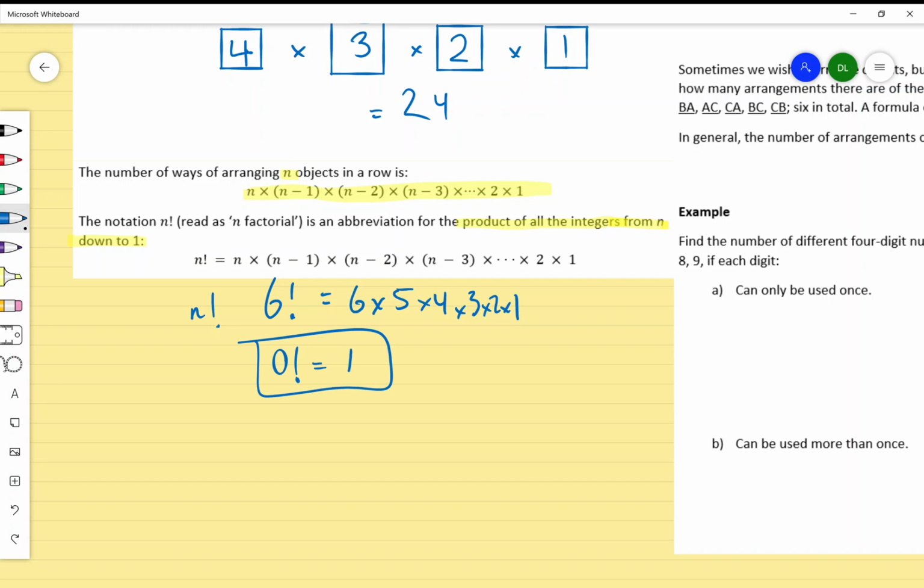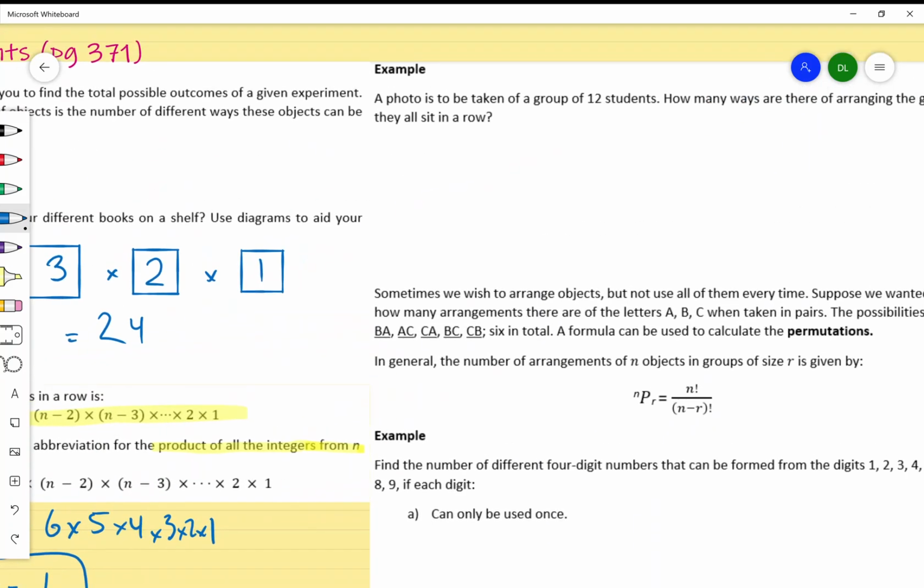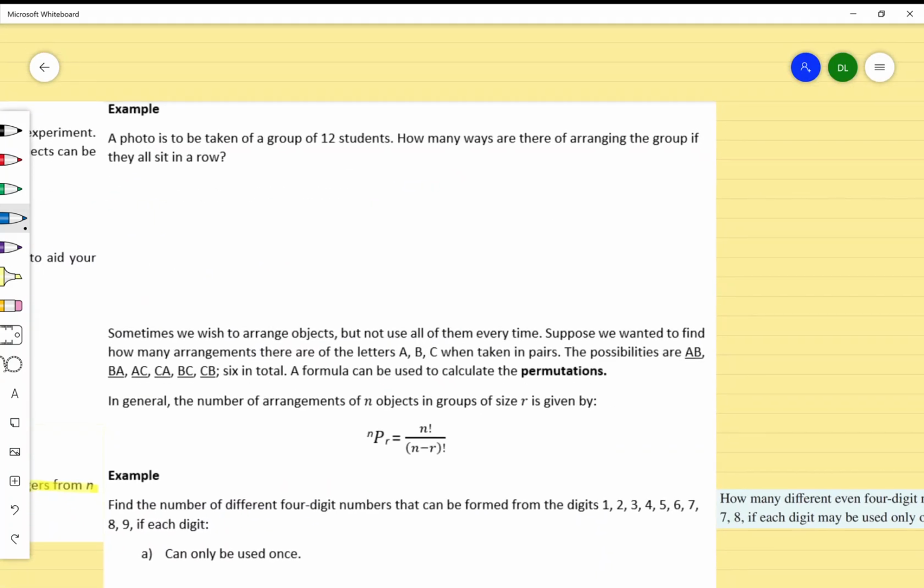But okay, now that we've learned how to use diagrams to illustrate the arrangements, and we know what factorials are, we can try to apply that in a more practical situation. A photo is to be taken of a group of 12 students. The question asks, how many ways are there of arranging the group if they all sit in a row? Now, the key part obviously is arranging. So if they all sit in a row, we can do the same thing.